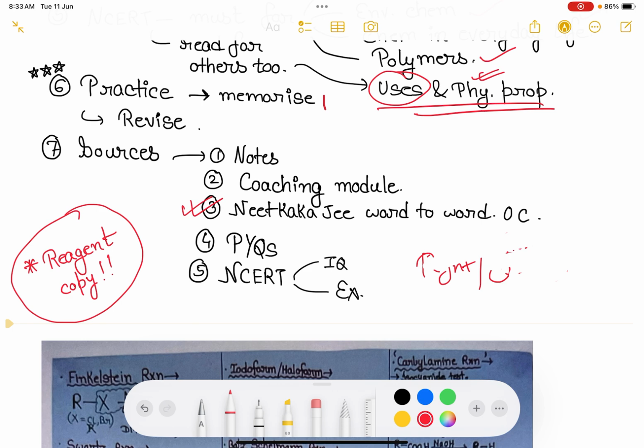So go for it after notes if you don't have a coaching module, and if you do have a coaching module but you don't have an ample amount of questions in it for any chapter, go for Neet Kakaji Word to Word Organic Chemistry. It will be a very useful resource for you.